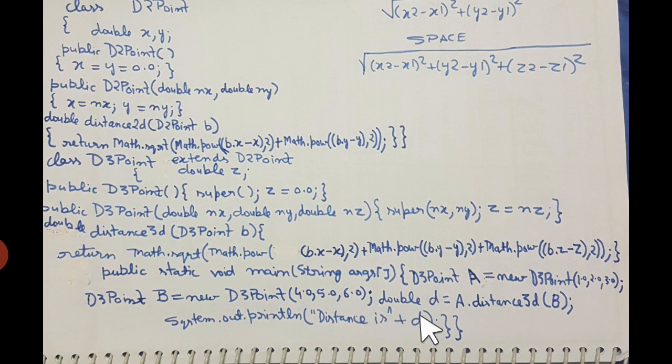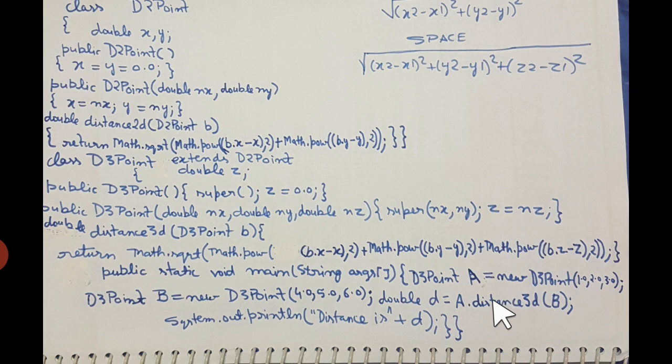Now what we do here, we have a variable double d. This will store the distance between two points. One is point A, which contains three coordinates x, y and z, and the other point B also contains x, y and z, three coordinates. So a.distance3d(b), and then System.out.println("Distance is " + d).